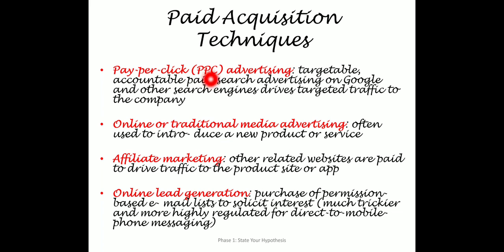Paid acquisition techniques: pay-per-click advertising. We have this on Facebook as well. Targetable, accountable paid search advertising on Google and other search engines drives targeted traffic to the company. Online or traditional media advertising is often used to introduce a new product or service. Affiliate marketing: other related websites are paid to drive traffic to the product, site, or app. That's called affiliate marketing. Online lead generation is the purchase of permission-based mail lists to select interest, much trickier and more highly regulated for direct to mobile phone messaging.